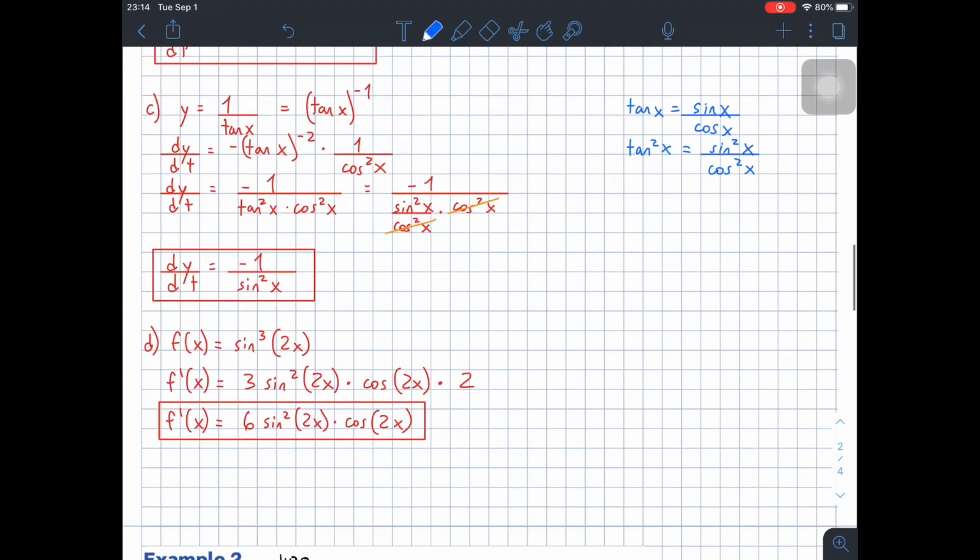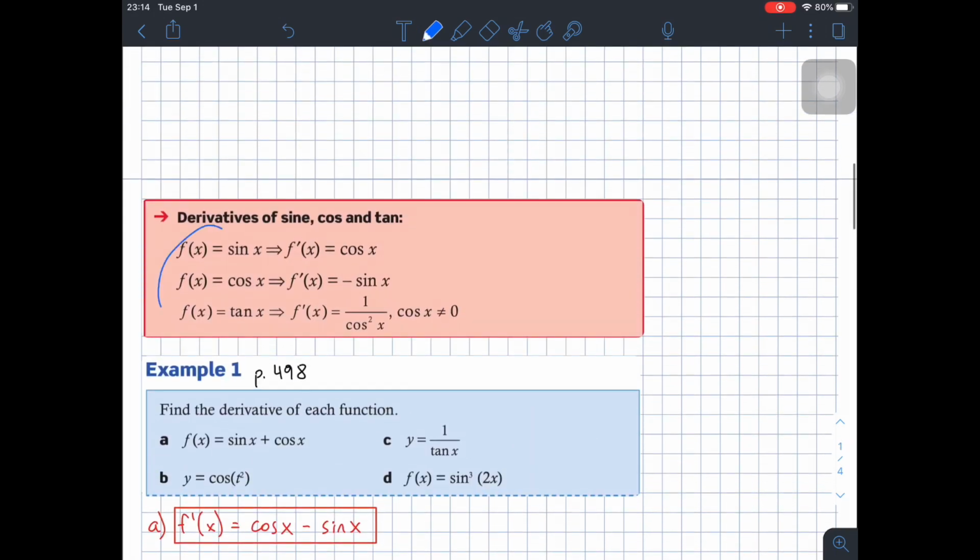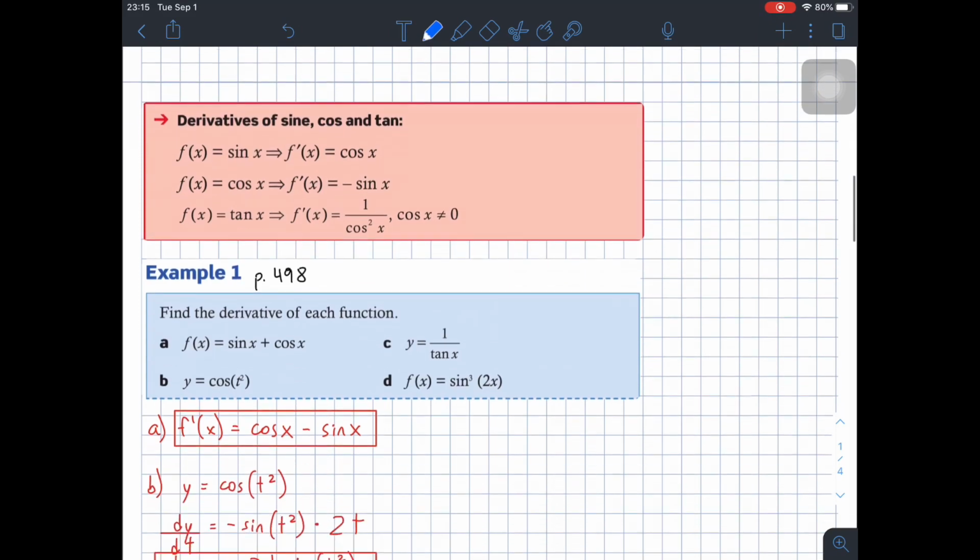The only new thing that we have learned today are these three new derivatives, right? The derivatives of the trigonometric functions: sine, cosine, and tangent. But all of the rest, all of the concepts, all of the principles apply in the same way, right?